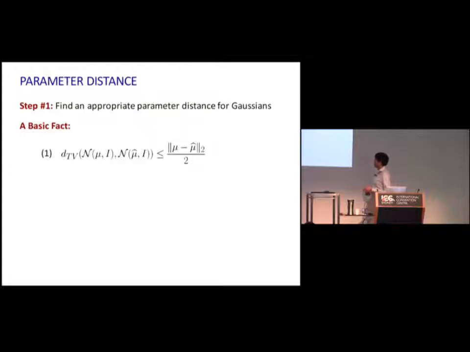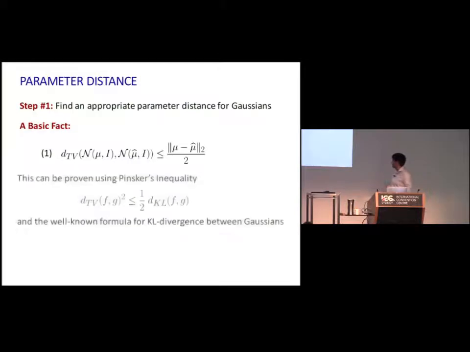The basic fact is that you can control the total variation distance between two Gaussians rather easily. If I give you two Gaussians, one has mean mu and the other has mean mu hat, and they both have the identity covariance, a pretty basic fact is that the thing that governs the total variation distance is the Euclidean distance between their mean vectors. Really, it's half of the Euclidean distance between mu and mu hat that bounds the total variation distance. This follows from some well-known tools, namely Pinsker's inequality.